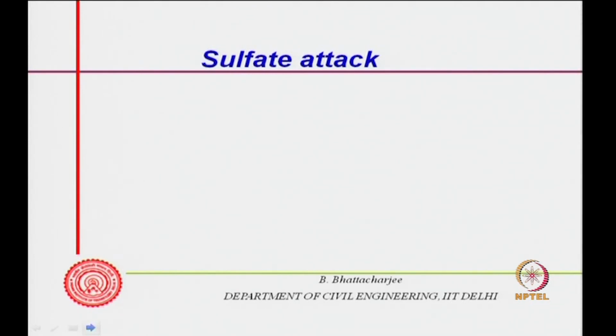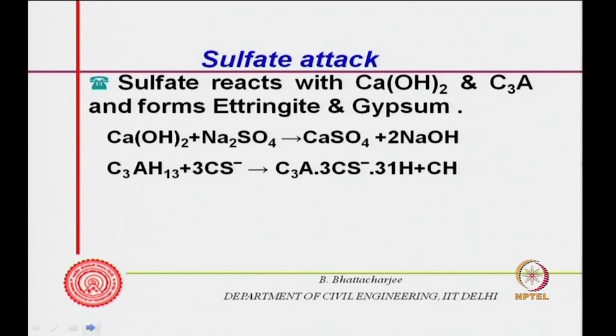So, let us look first at sulphate attack. Sulphates react with calcium hydroxide and tricalcium aluminate and form compounds like ettringite and gypsum. We have seen the formation of ettringite earlier when we talked of the setting of concrete. Remember, we add a little bit of gypsum, calcium sulphate, to the cement in order to control the setting process of cement, and C3A has a high affinity for sulphate or gypsum.